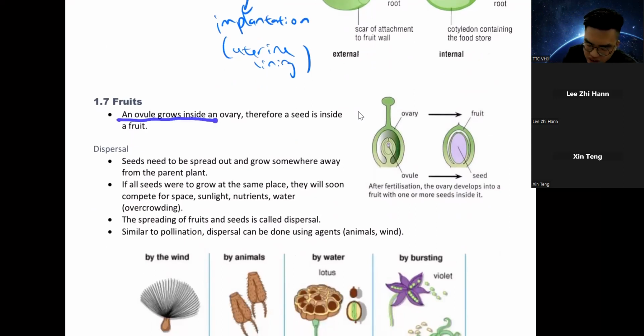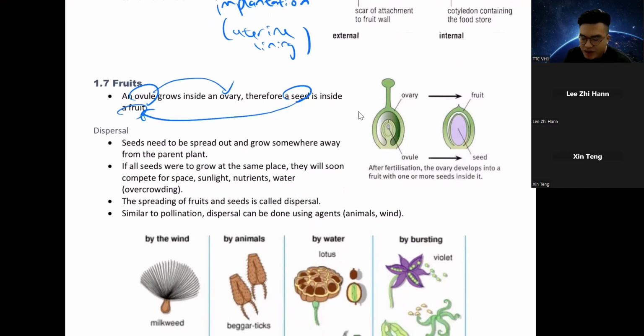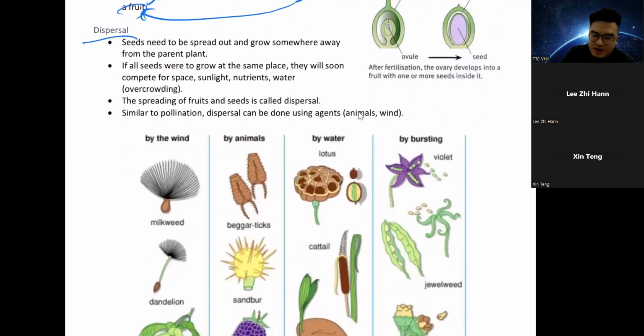So an ovule grows inside an ovary, therefore seed is inside the fruit. Okay, so ovule inside ovary, seed inside fruit. Okay, so same thing. Okay, dispersal. Dispersal is the spreading of the seed. Okay, seed needs to be spread out and grow somewhere away from the parent plant. Right? You see, I cannot have my child growing near me.